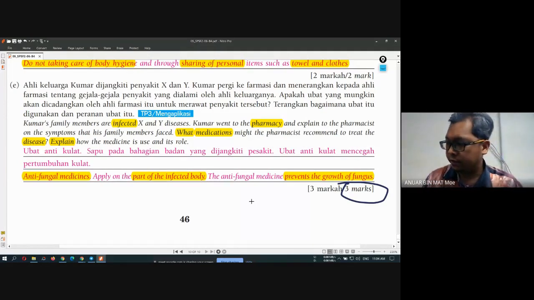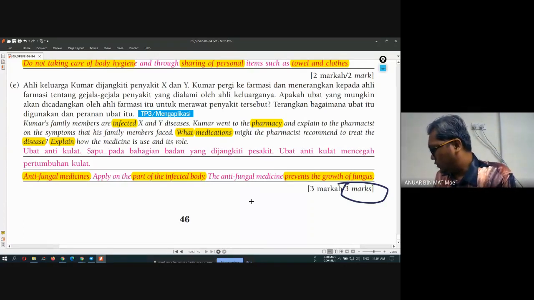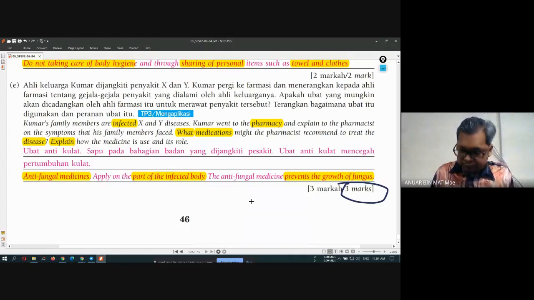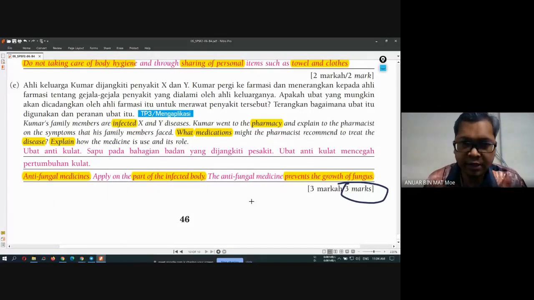So how about your exercise from chapter 4? The discussion, starting from page 39, 40, 41, 42, 43, and 44. Any problem? You ask me now. We try to find the answer together before we stop here. Any problem? All exercises on chapter 4.